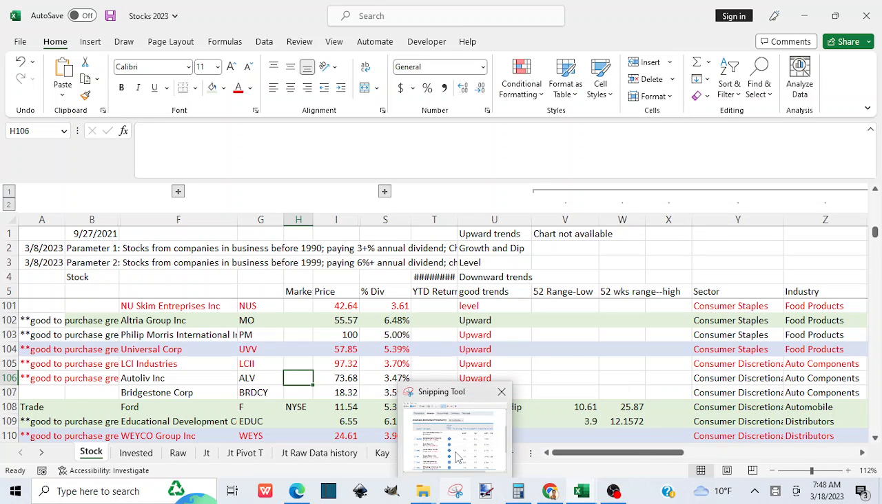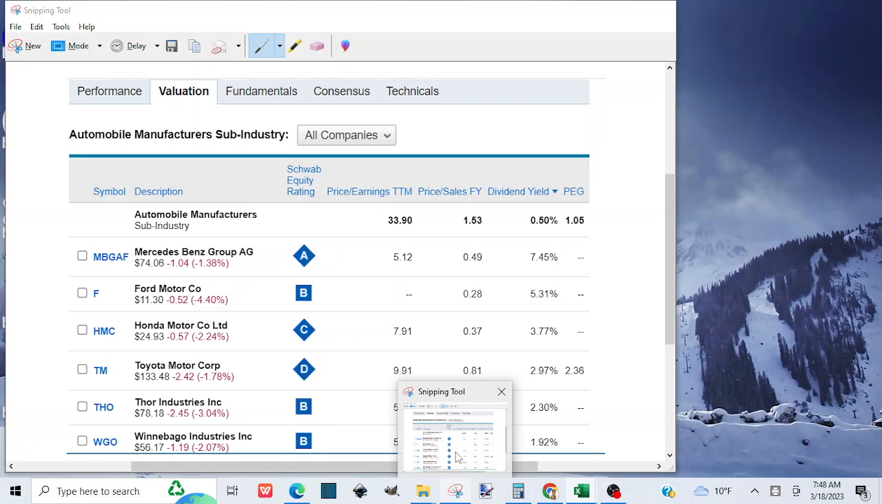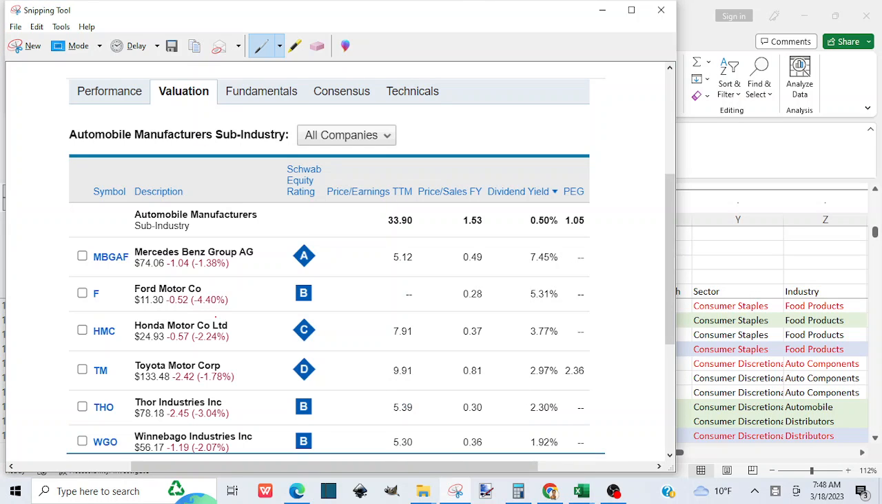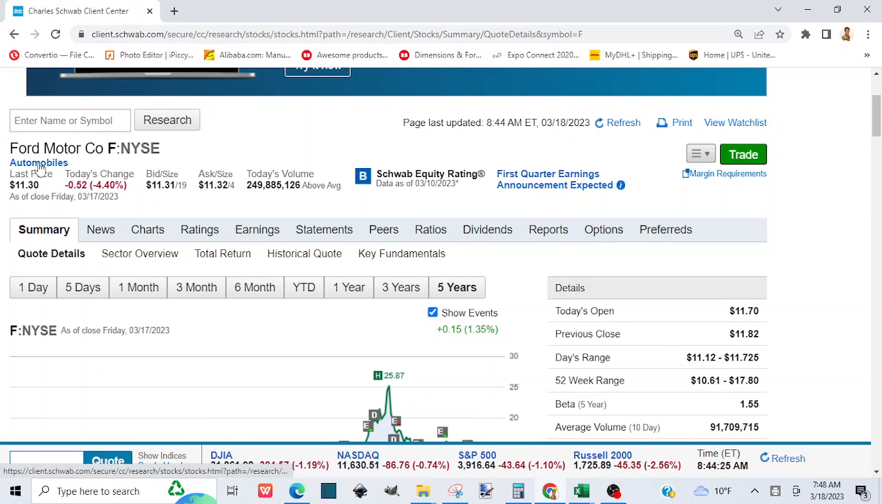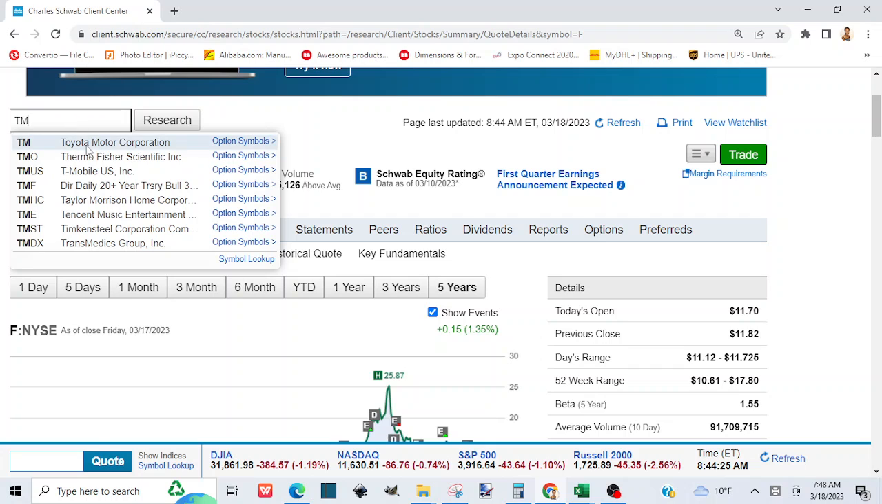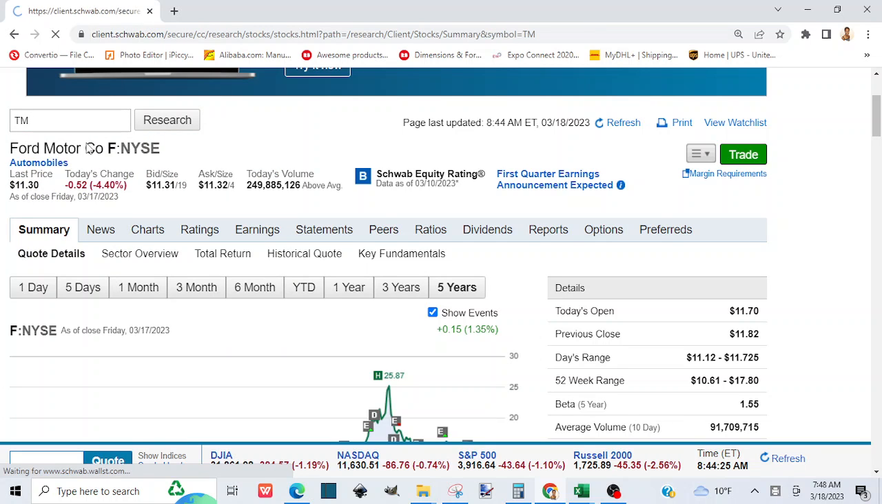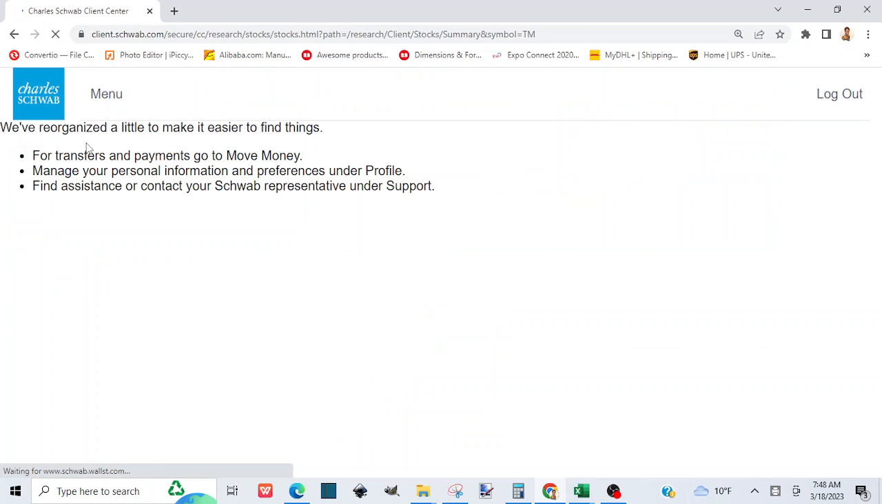So now let's see what else met our requirement here. Okay, so where did we see Ford? Okay, Ford was 531. Okay, that's good. So another one was Toyota, TM. So let's go find TM. So we'll go and we'll put TM. And keep in mind you have to search the symbol, not the name.